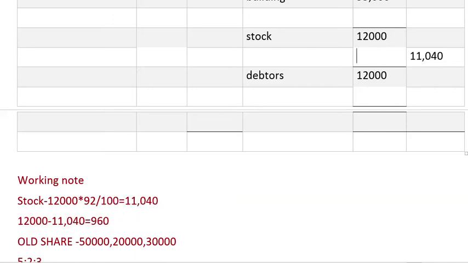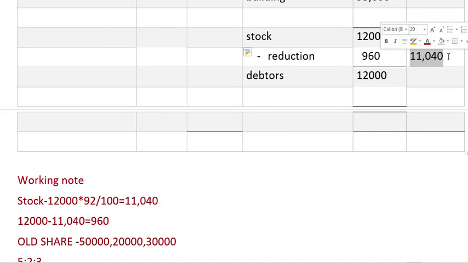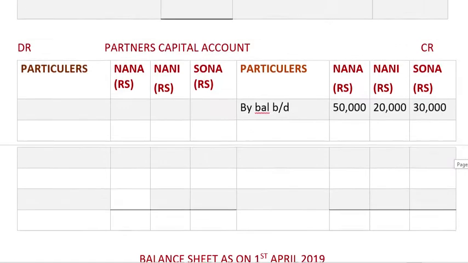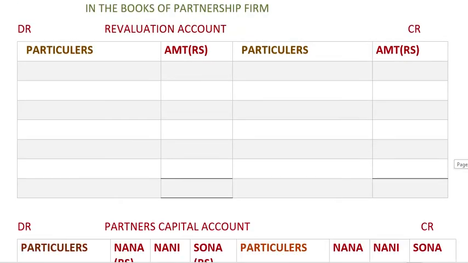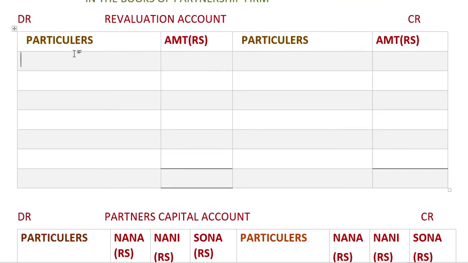So 960, and we'll write it as reduction, minus, because already the 92% value will come on the outer side. And this will go in the revaluation account to stock account, to stock account. How much? 960.